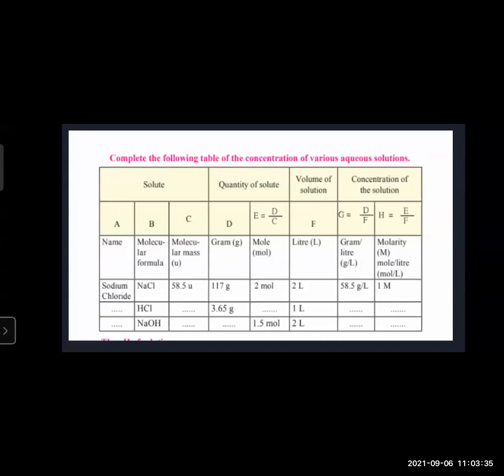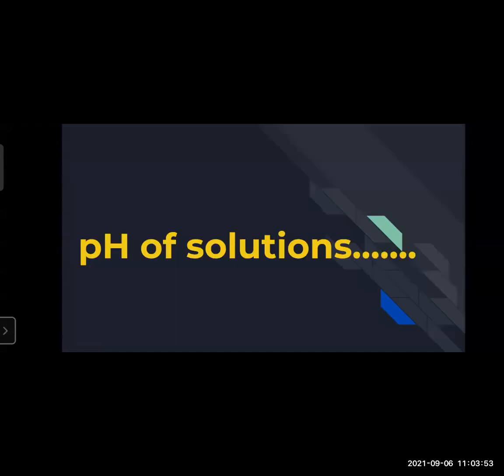So this is the concentration of different aqueous solutions. Different means just three; there are many solutions, many substances. Here, examples are taken for sodium chloride, hydrochloric acid, and the third one is sodium chloride. Next topic is the pH of solutions.